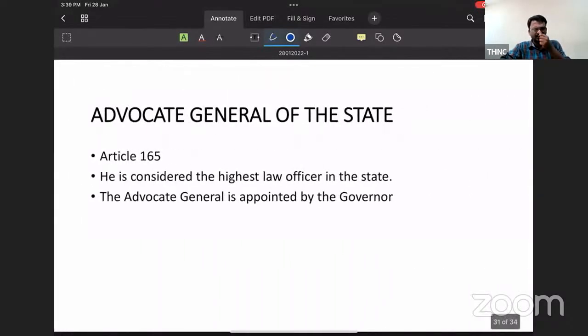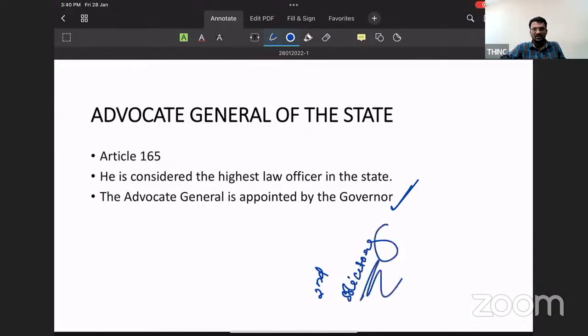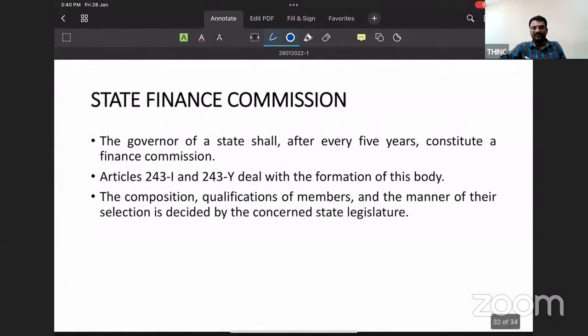And the Advocate General of the state, obviously, like the Attorney General, one person has to be in the state also. And he is appointed by the governor. He is the highest law officer in the state. We discussed the Attorney General. First is the Attorney General. Second one is the Solicitor General. He is the second highest law officer in India. Okay, and he will be going into the courts on behalf of the central government.